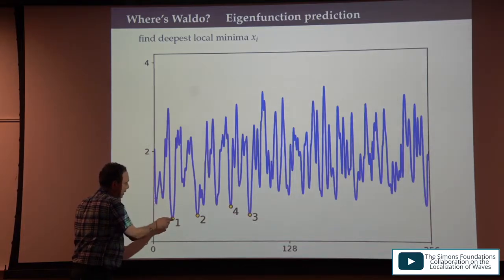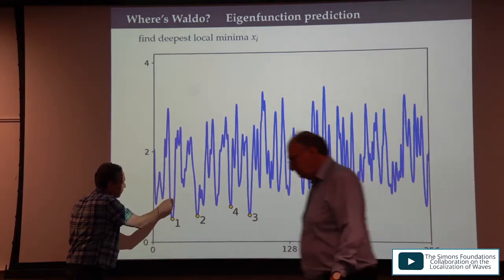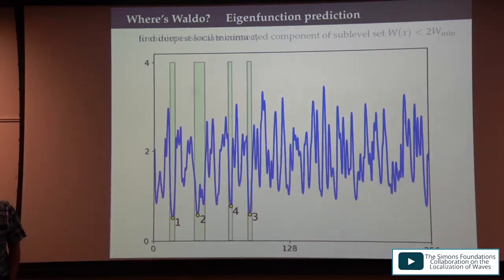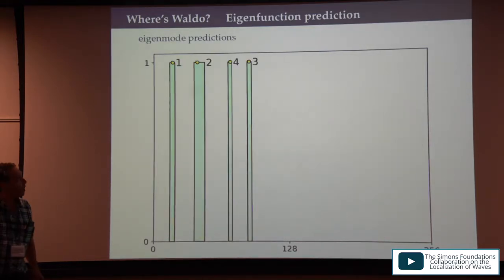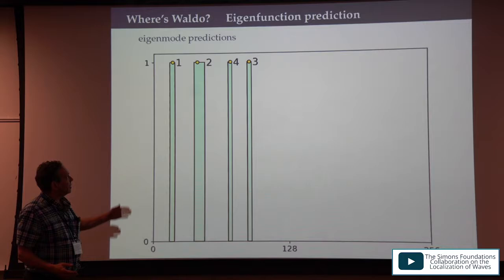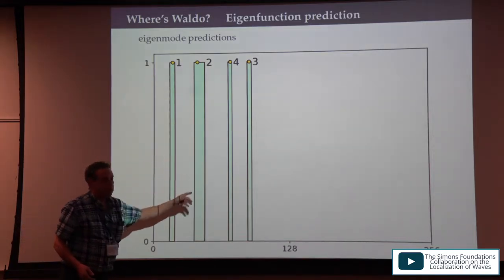The next thing I do, I don't use Marcel's watershed basins. Instead, I take a sub-level set. I go up a multiple of this eigenvalue, and I look at everything below the effective potential. That gives me a width for each eigenfunction. So this is my prediction of the eigenfunctions. Obviously, I didn't get their shape, but I have a prediction of their location and their width.